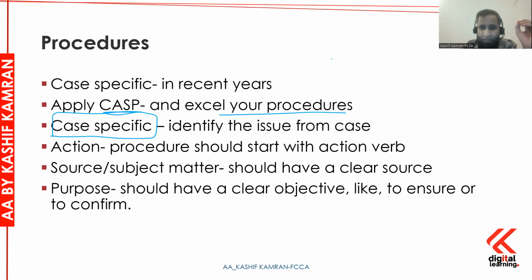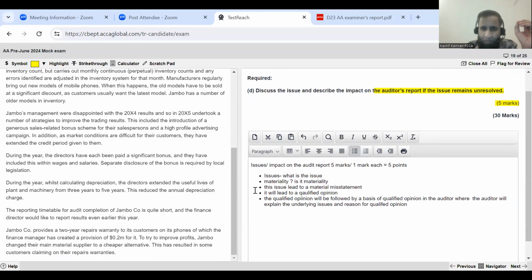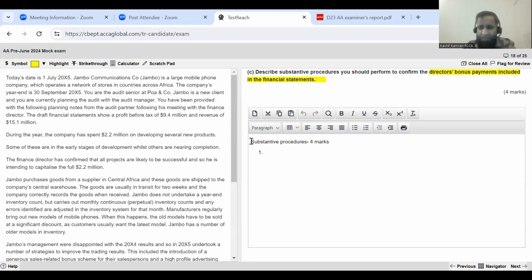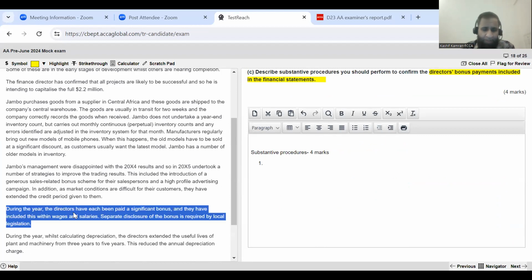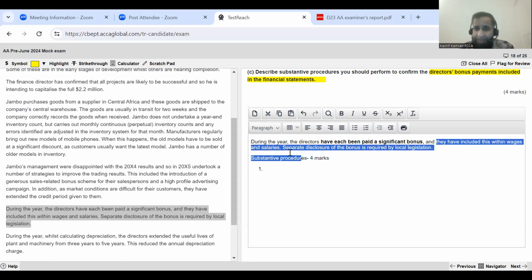Now, let me show you that a bit on the director side. I hope you can find the practice platform again. We had the director bonus, and we copy pasted the scenario of the director bonus. I'll just give you one example and you can continue with it. We had the case, which I'll delete after. During the year, directors have each been paid a significant bonus, and this has been included within the wages and salary.